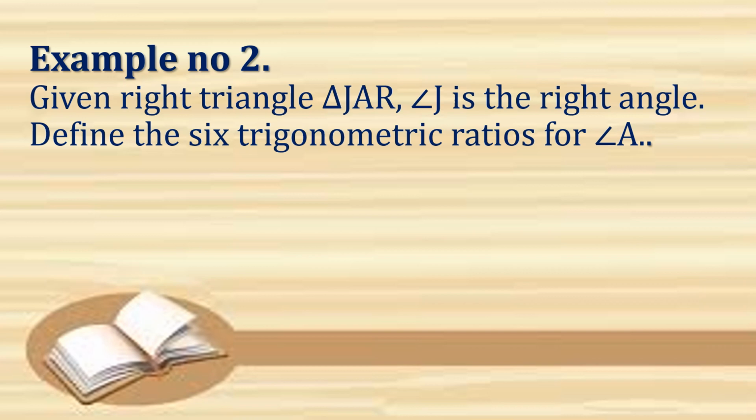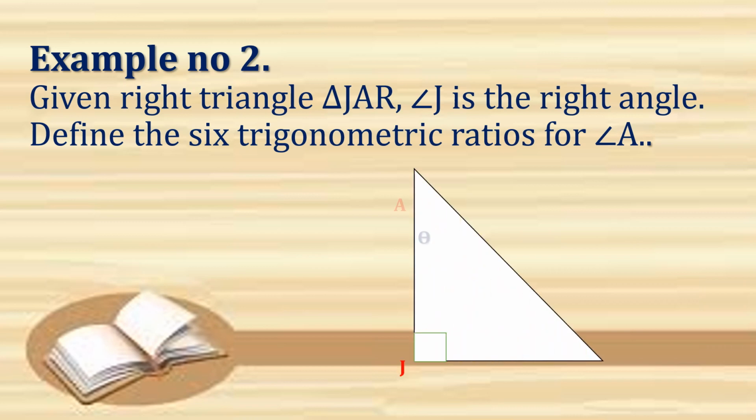Let us have another example. Given the right triangle JAR, angle J is the right angle. Define the 6 trigonometric ratios for angle A.